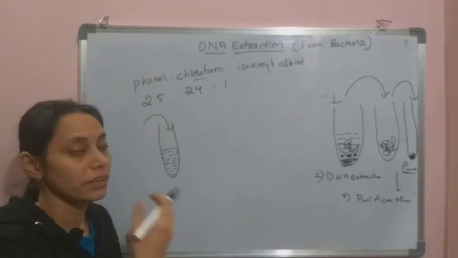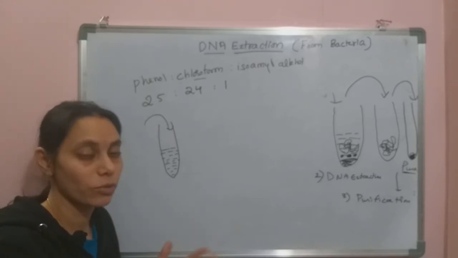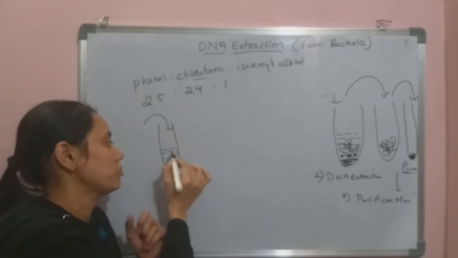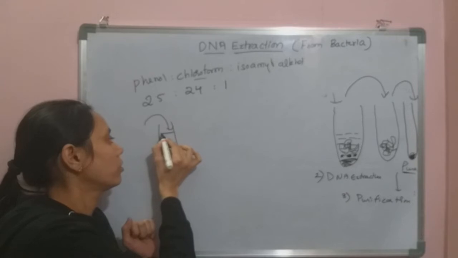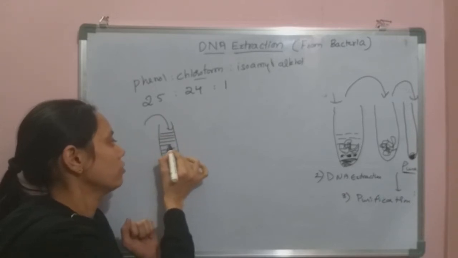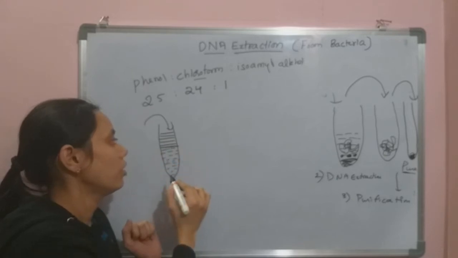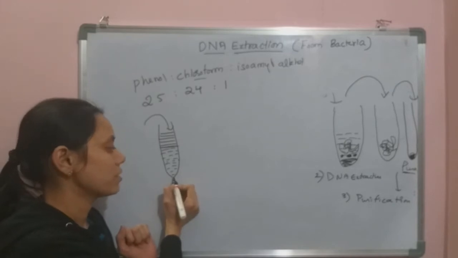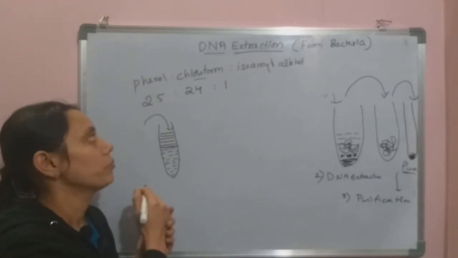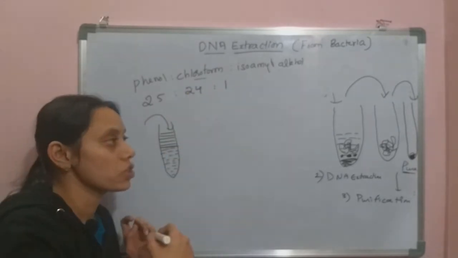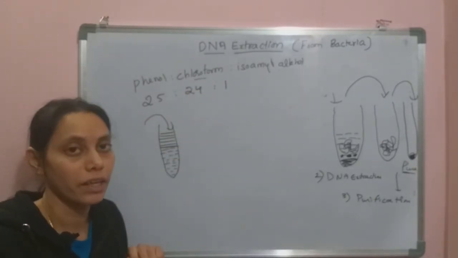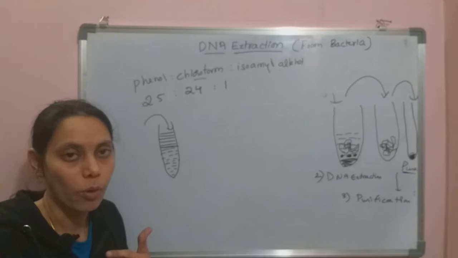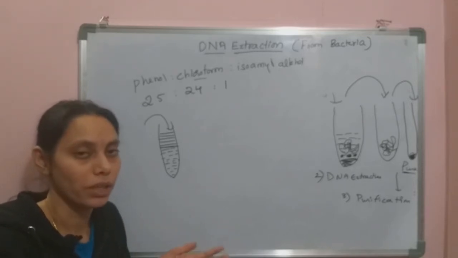So by adding this organic solution and mixing it well, in the later stages there will be phase separation. That means the aqueous solution will reach the top of the reaction tube, and the organic solution will remain at the bottom of the reaction tube. This phase separation is very useful to isolate our DNA, because based on the differential solubility properties of the proteins and DNA, we are going to separate the DNA.